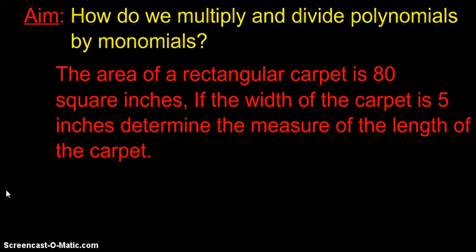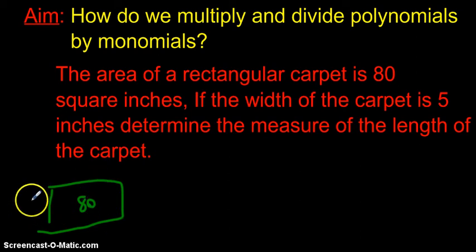The area of a rectangular carpet is 80 square inches. If the width of the carpet is 5 inches, determine the measure of the length of the carpet. So we have a carpet. I'm going to draw that here. This is the carpet. And it looks horrible. Anyways, it's a rectangle. We know the area is 80 and the width is 5. So what is the measure of the length?